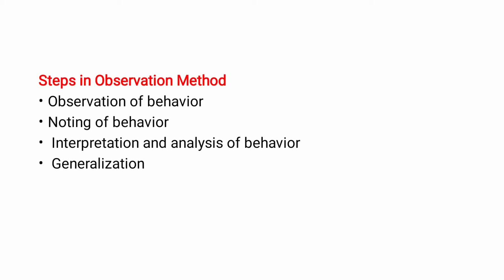Next is steps in observational method. First, you have to observe the behavior of the subject or patient. Then you have to note down the behavior, then interpret it and analyze the behavior. Then finally you can do generalization of the behavior.